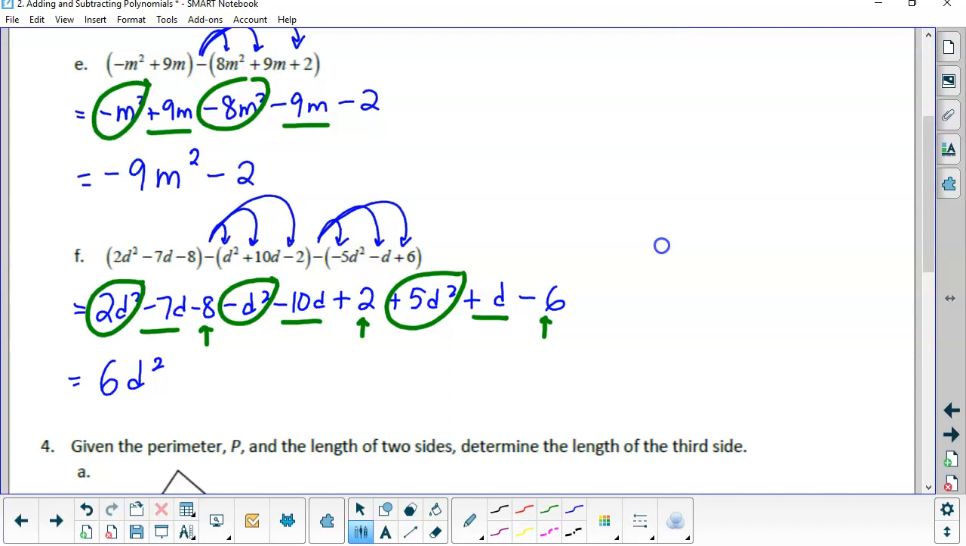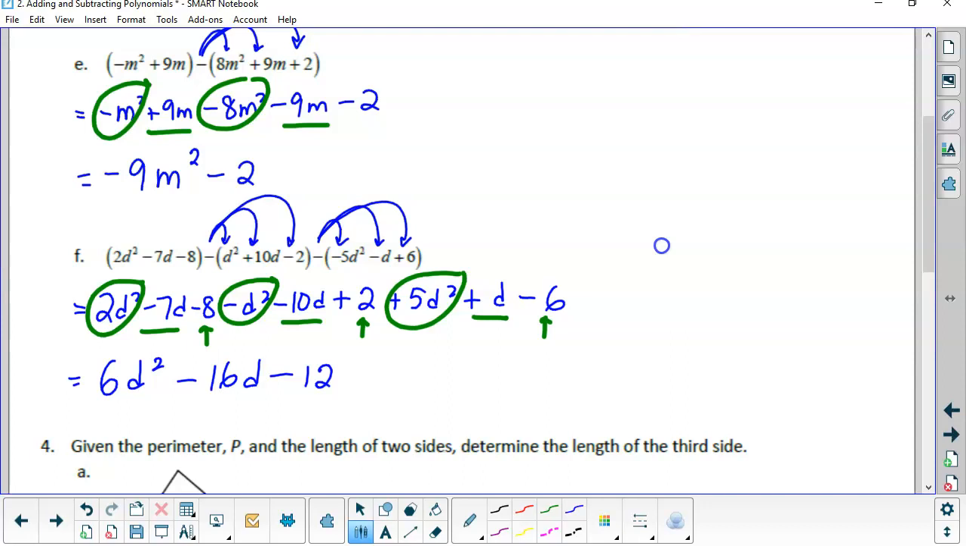Then d terms, so negative 7 minus 10 is negative 17. Plus 1 is negative 16. So you show it as minus 16d. Then negative 8 plus 2 is negative 6. Minus 6 is negative 12, so we show it as subtract 12.